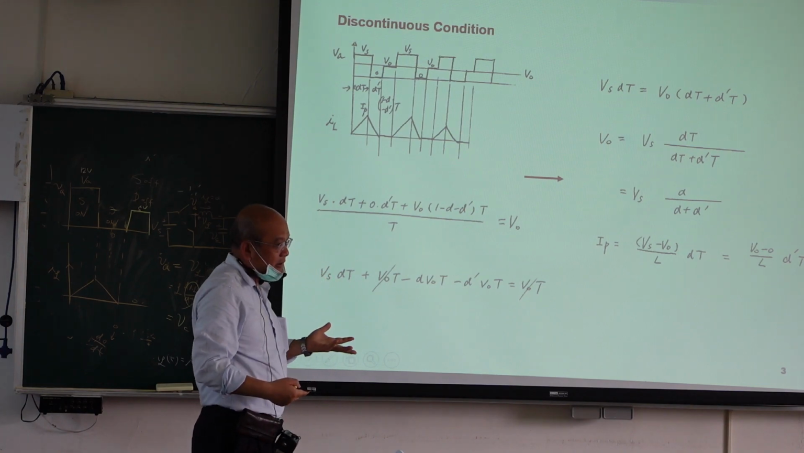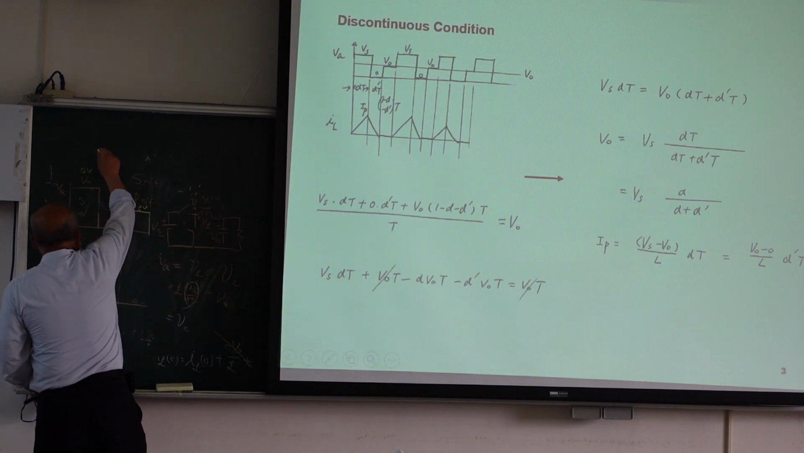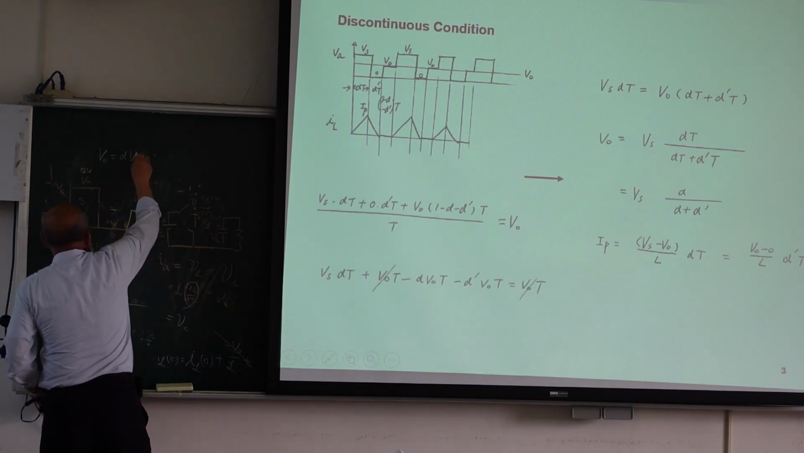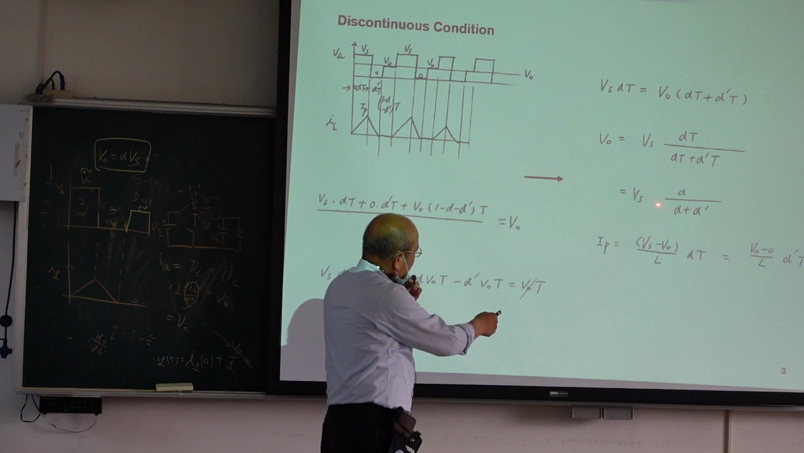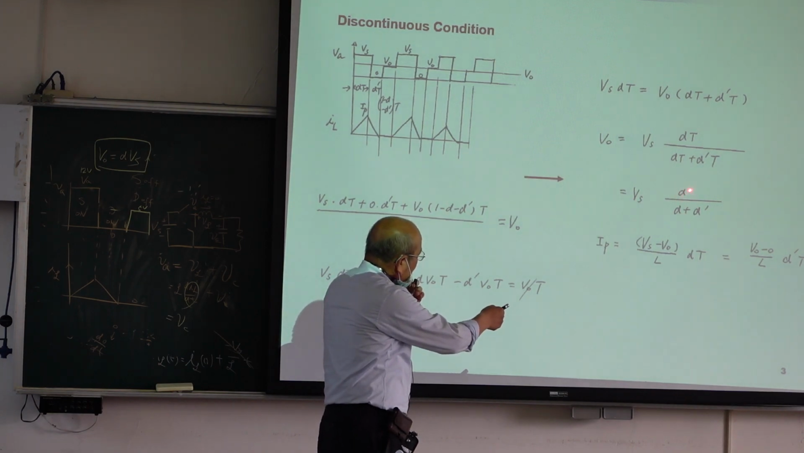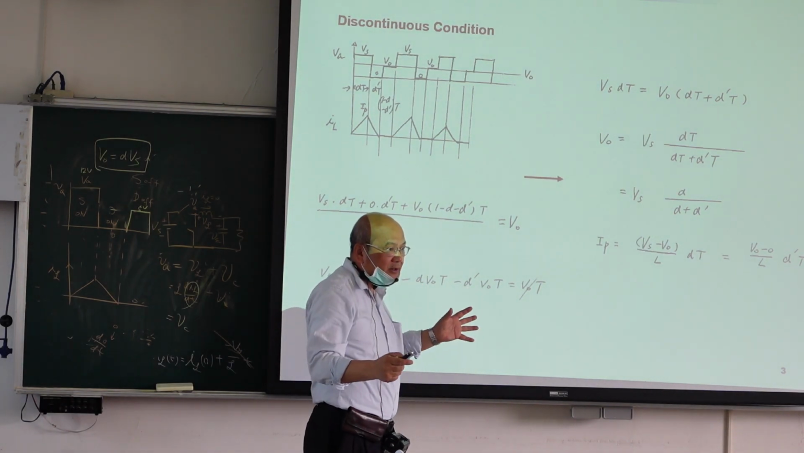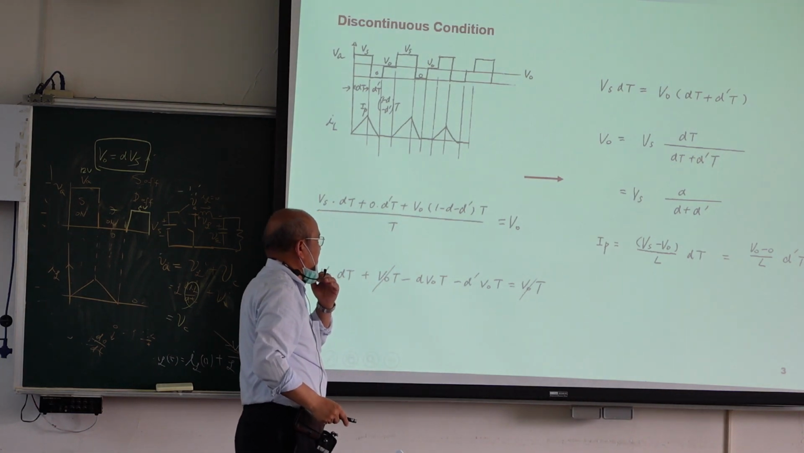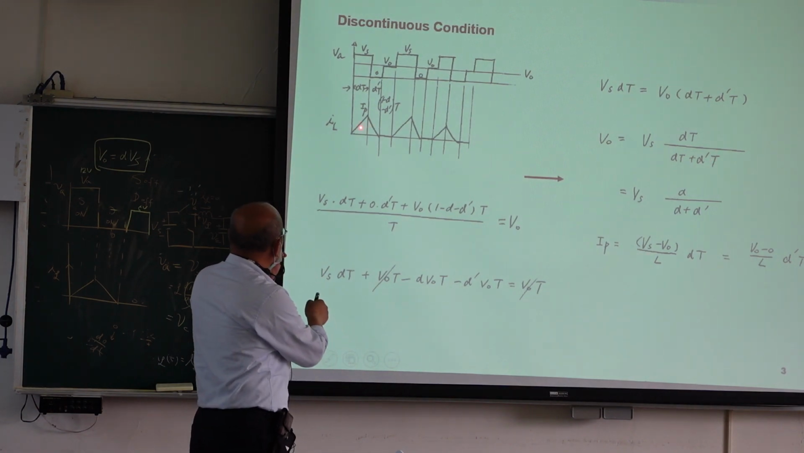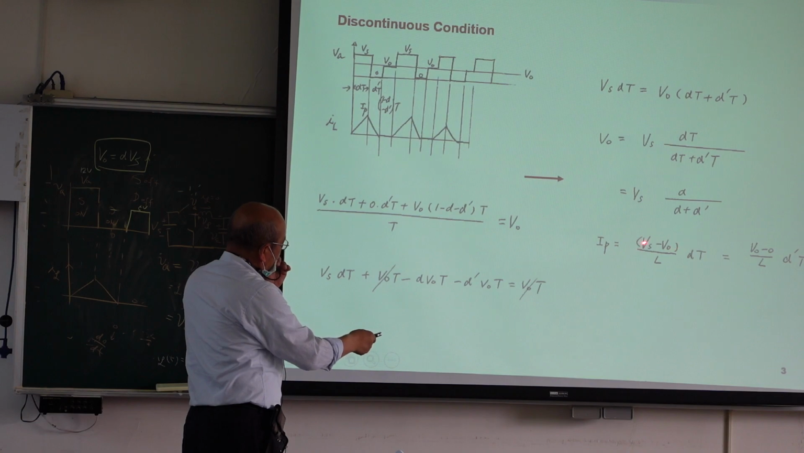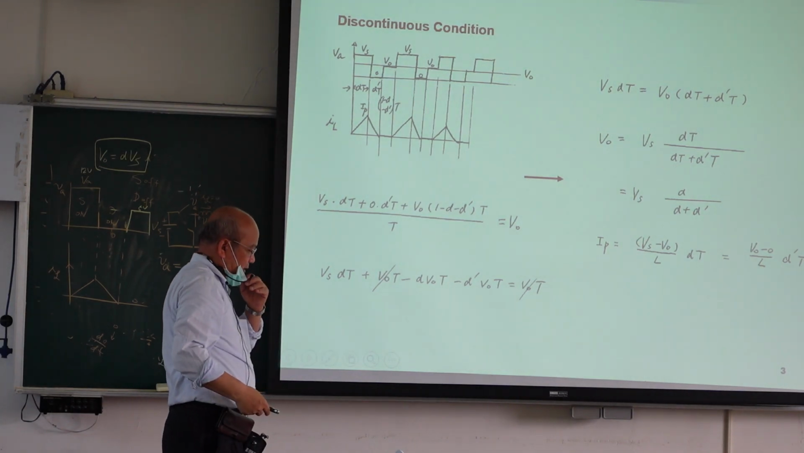Okay. So we can calculate the relationship. It is different, because if the system is continuous, then VO is d times VS, as before. But now VO is not equal to dVS. It is equal to d divided by (d plus d') times VS. Right? They are different. And then how about IP? IP is here, (VS minus VO) dT over L. So this is the peak current.